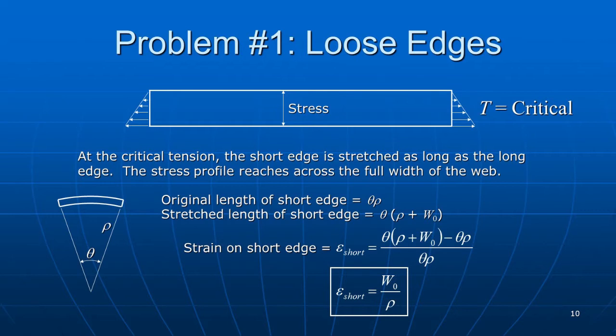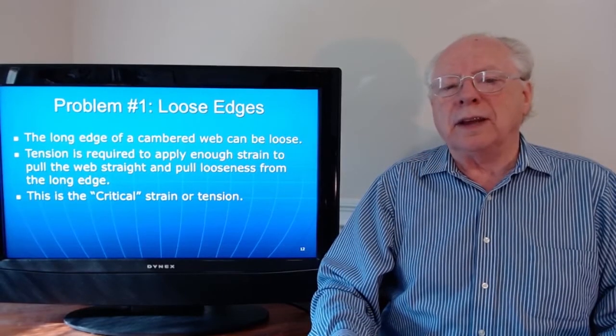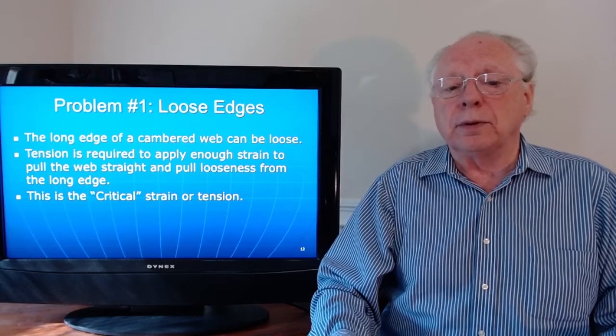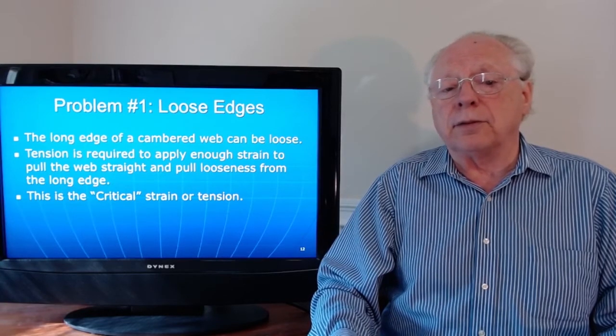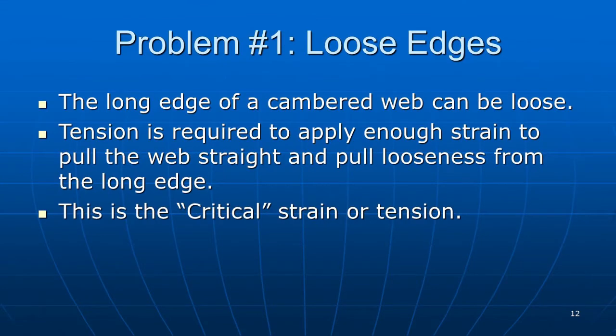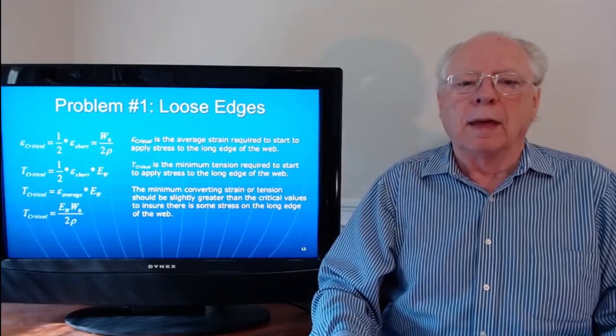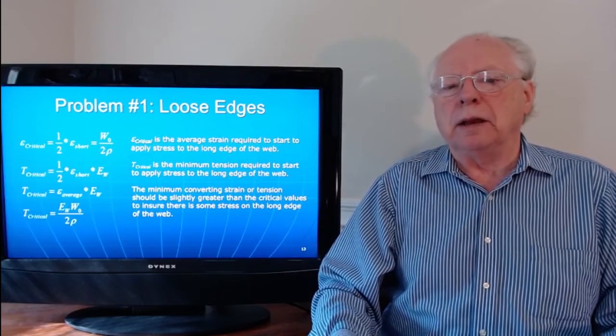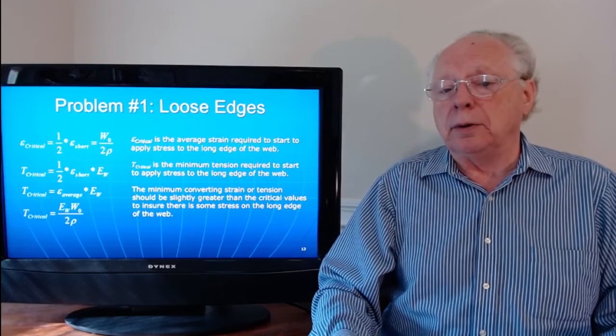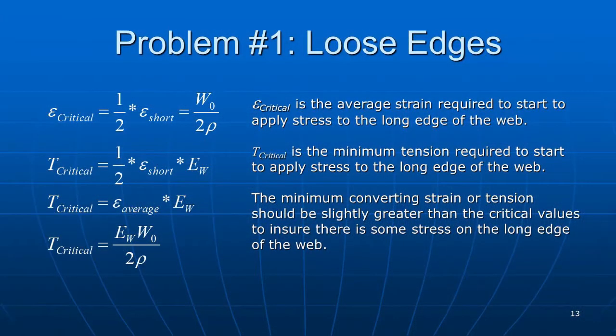Its strain equals the width divided by the radius of curvature. The wider the web and the shorter the radius, that is, the more it is curved, the greater will be the strain on the short edge. Our nice camber produces a nicely tapered strain profile, and the average strain on the web is 1/2 the strain on the short edge. This is called the critical strain. Multiplying the critical strain by web modulus, E sub W, gives the critical tension.